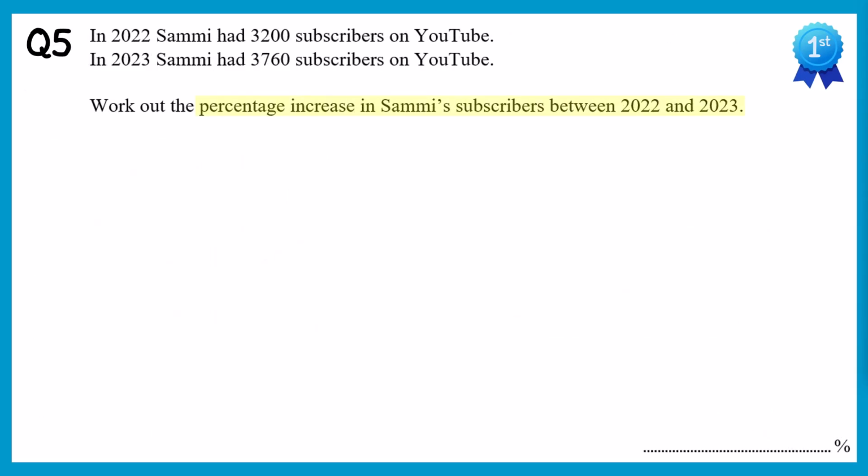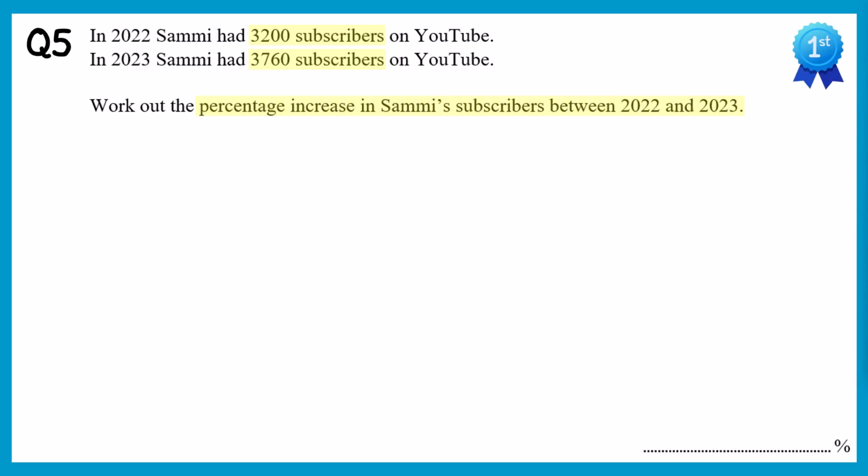In this question, we need to work out the percentage increase in Sammy subscribers between 2022 and 2023. We can see we've been given the number of subscribers for those years up above, 3,200 and 3,700. To find a percentage change, we're going to use this formula.